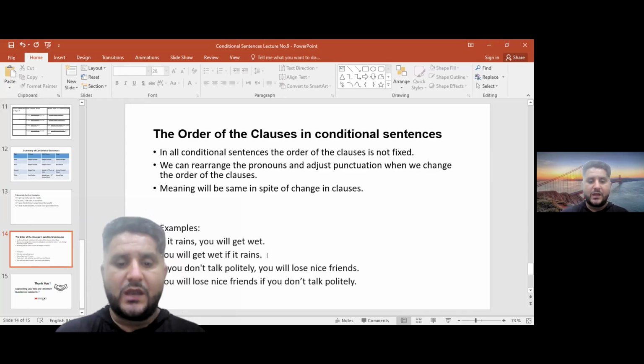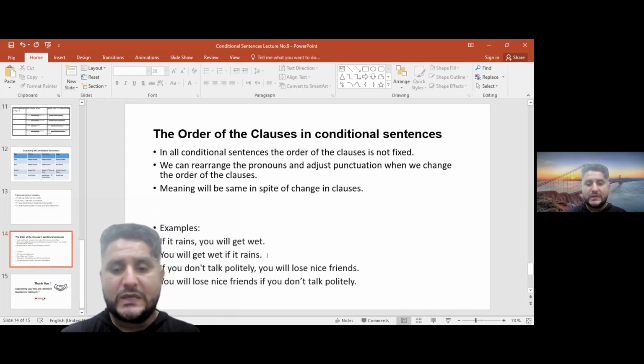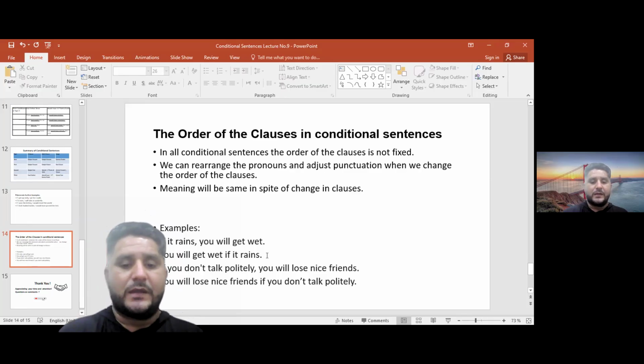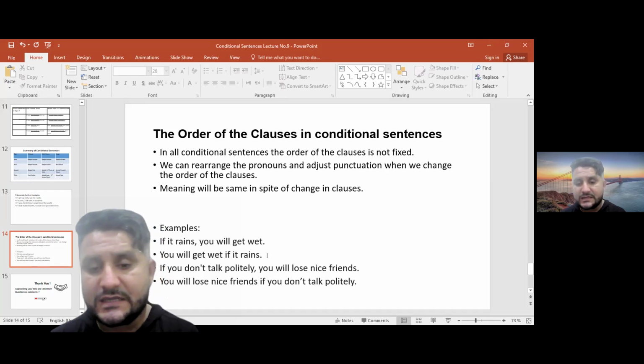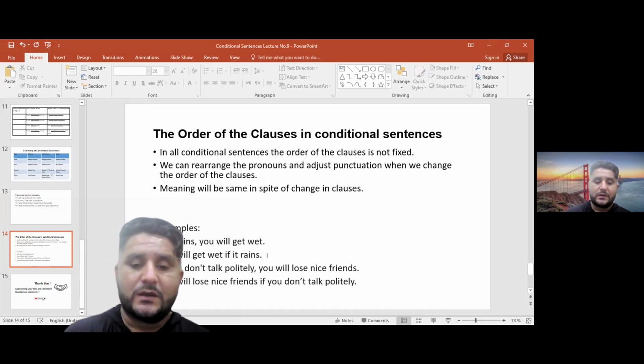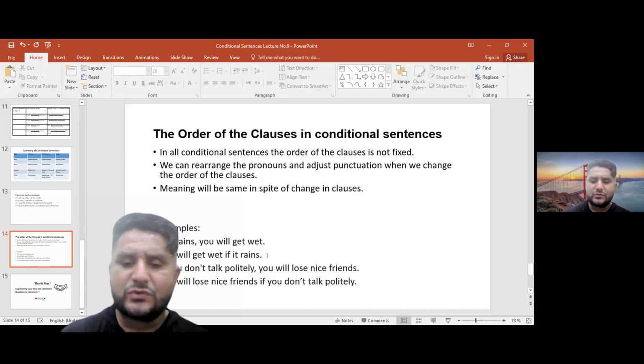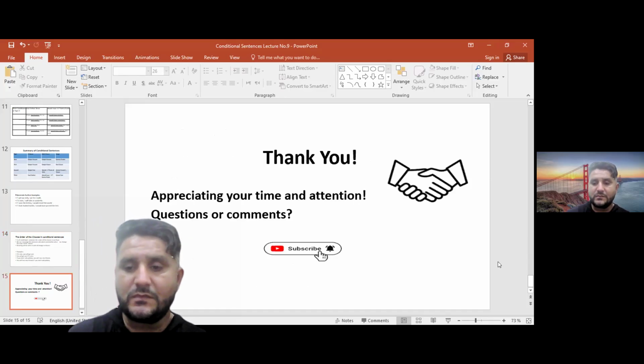The meaning is the same. If you don't talk politely, you will lose nice friends. And now in the second position: you will lose nice friends if you don't talk politely. So no issue which clause occurs first. You have to use them according to the choice that's given by these conditional sentences.